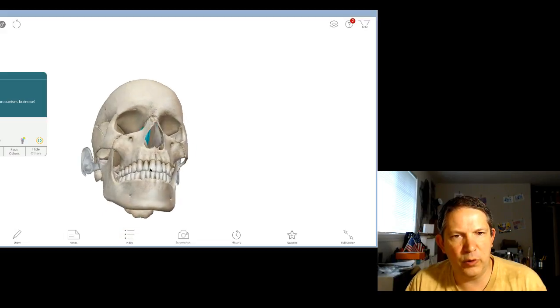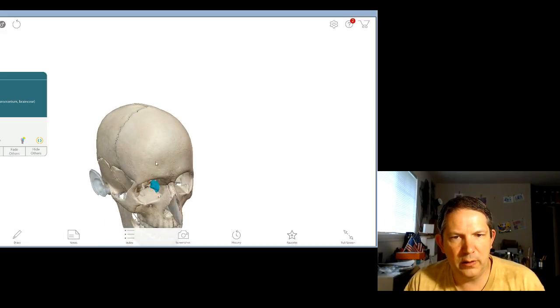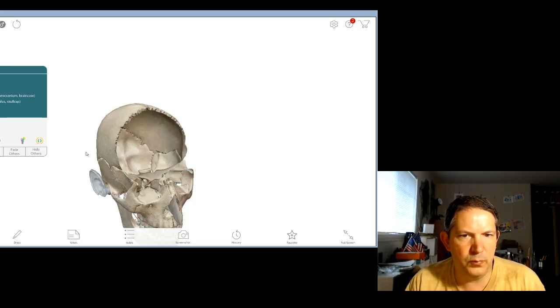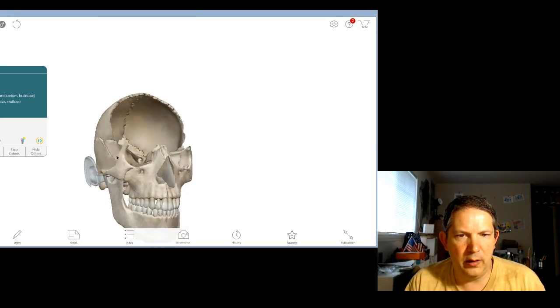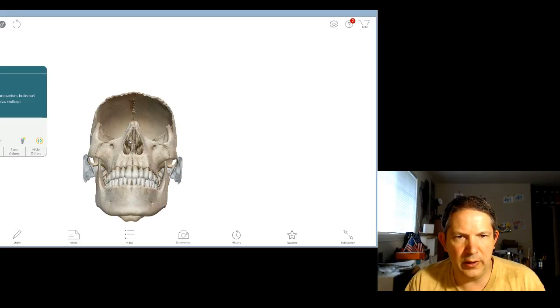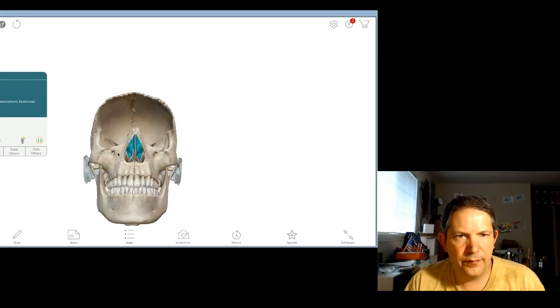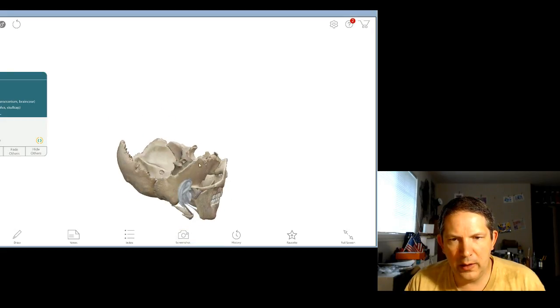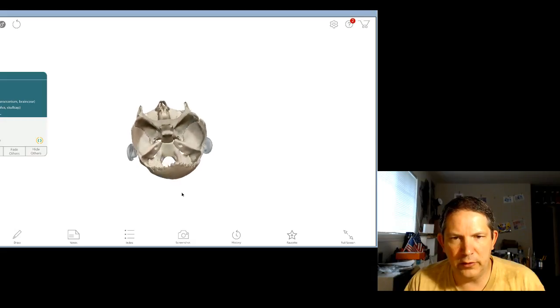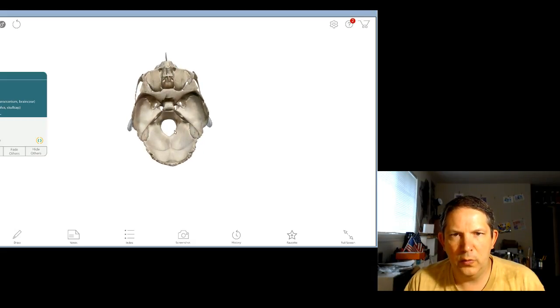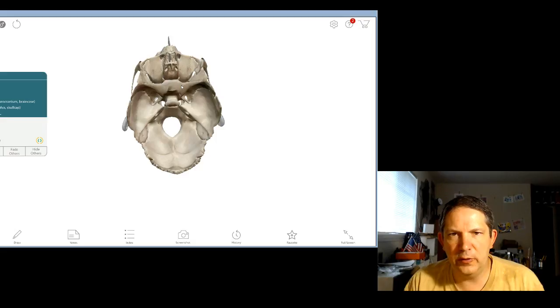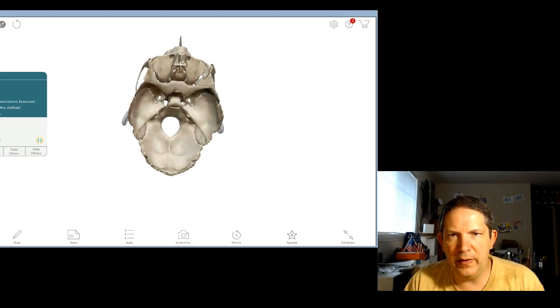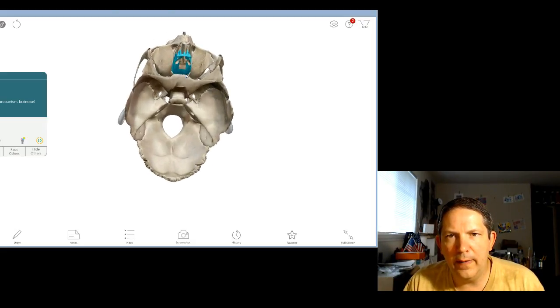That's the ethmoid bone. But if we take off the frontal bone and then highlight that ethmoid bone again, now we can see it a little differently. Let me hide the parietal bones as well. And let's go, I'm used to looking at it kind of this view with the sphenoid bone here, and then we've got the ethmoid bone right there.